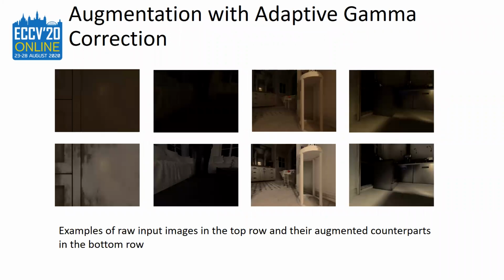Here we can see examples of the test time augmentation with adaptive gamma correction. On the top row, we can see the raw input images, and in the bottom row, we can see their augmented counterparts.